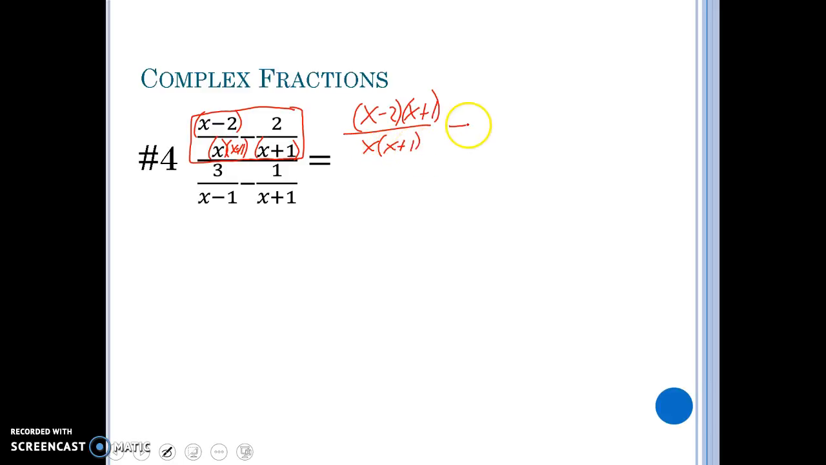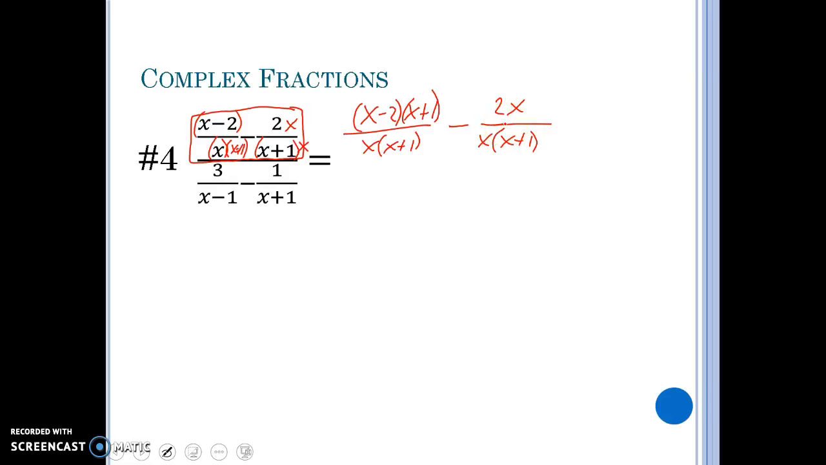Then I'm going to subtract 2. I'm going to have to multiply this by x and the top by x. So it's going to be minus 2x over x times x plus 1. So you can see my common denominator is x times x plus 1. Well, let me go ahead and finish this.